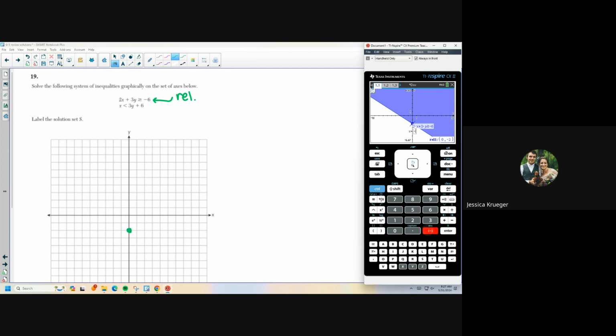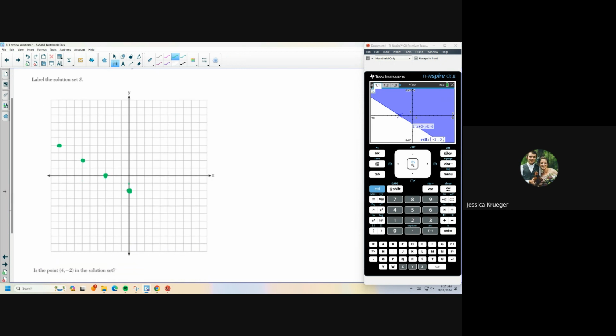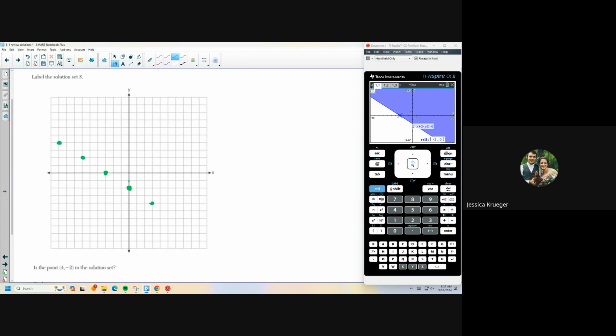I'll go ahead and try -1. Oh, that's not good. -2, still not a nice point. -3 gives me a nice point. And now I can see that I'm going up 2 over 3, so I can keep using that slope to plot the rest of the points on this inequality.